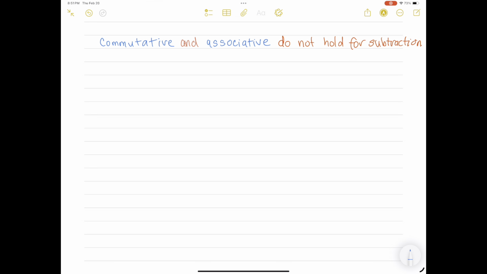So, for example, a minus b does not equal b minus a. That refers to the commutative property. For example, 8 minus 4 does not equal 4 minus 8. And the associative property, which does hold true for addition, also does not hold true for subtraction. For example, if we subtract a minus b first before subtracting c, that does not equal the same thing as first subtracting b minus c and then taking the difference from a.